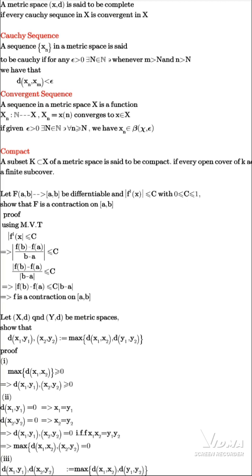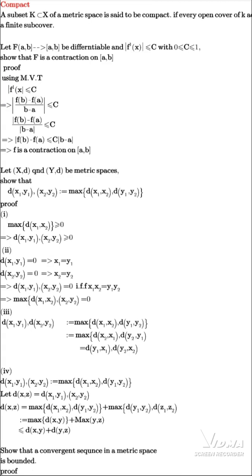Now for compact, a subset K of X, a metric space, is said to be compact if every open cover of K admits a finite subcover. So that's compact. Then we have another example here.